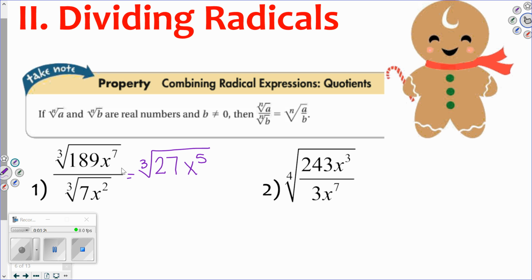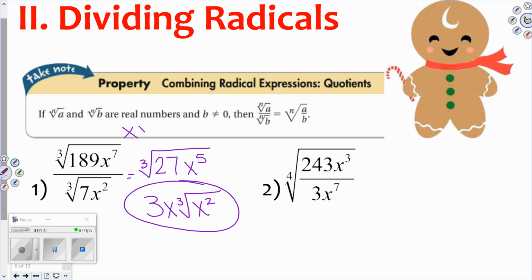Okay, so step one, simplify or divide as much as you can. Now, if one's under a radical and one's not, then obviously they don't work together. But they're both under the same radical, so I can go ahead and put those together. And now simplify that. Cubed root of 27 is 3. Cubed root of x to the 5th: how many groups of 3 can I take from there? I can take one group of 3, and then there'd be 2 left over.